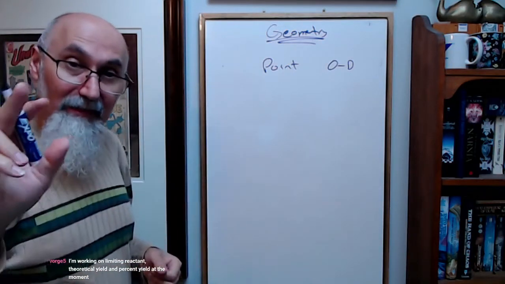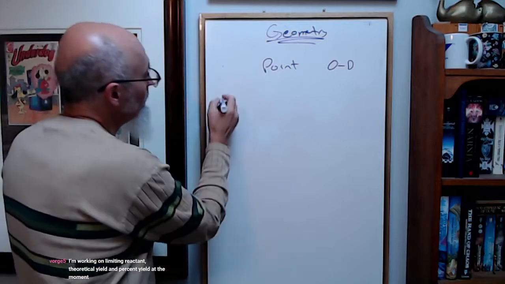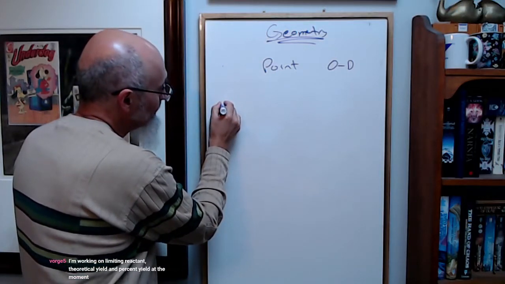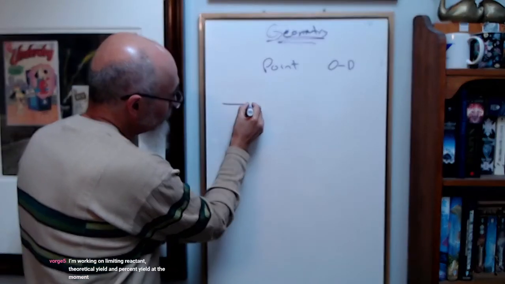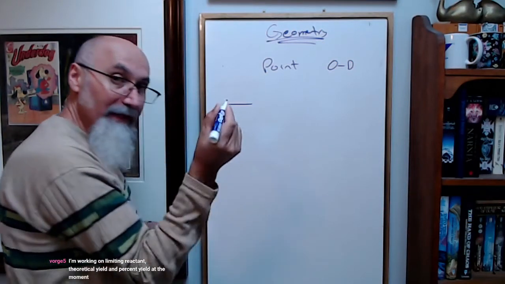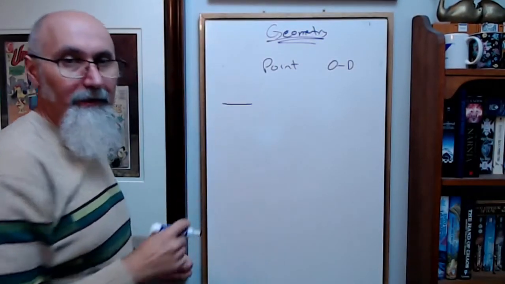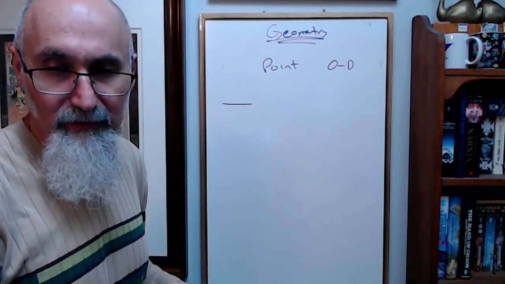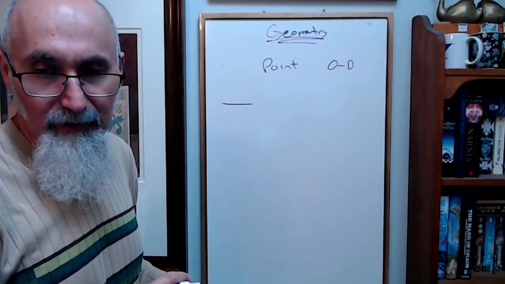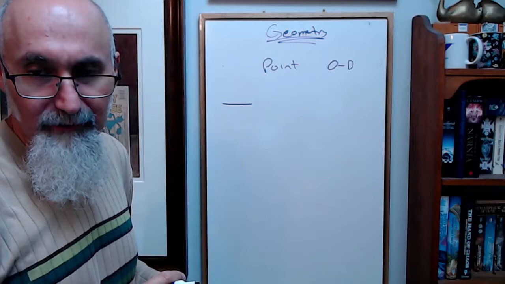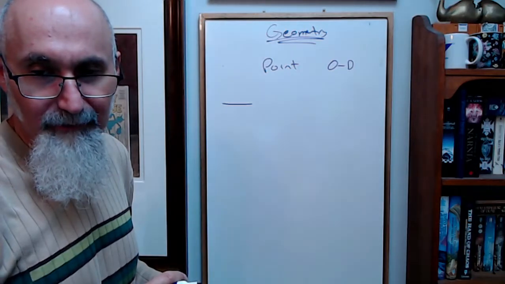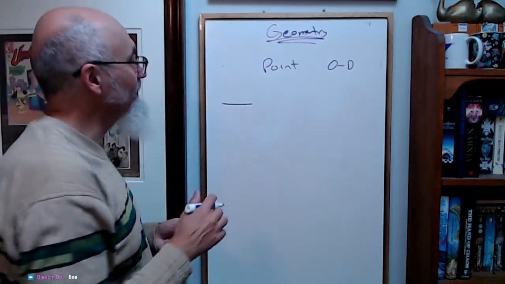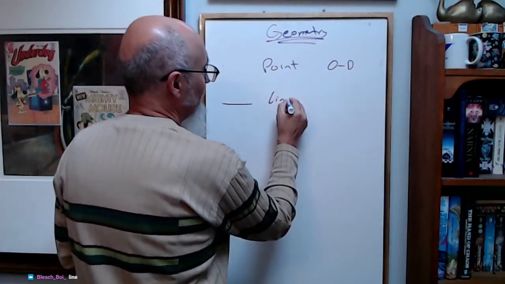Now take this point, right? Take this point and stretch it, or take your pen and draw on it. What do you call this? A line, exactly. We call this a line.